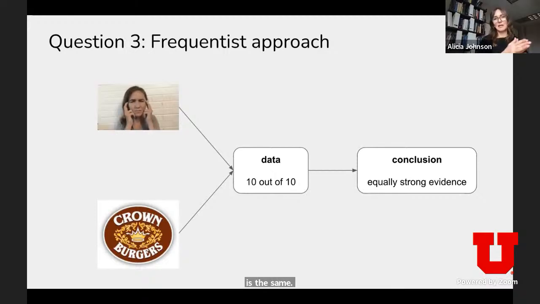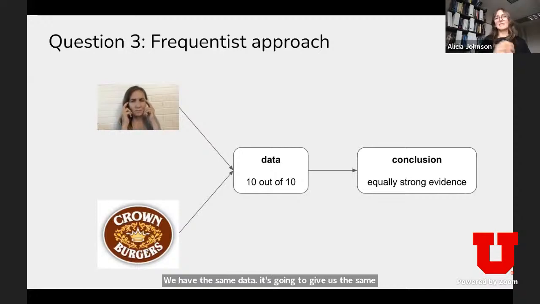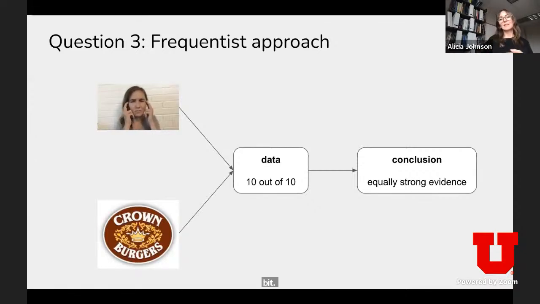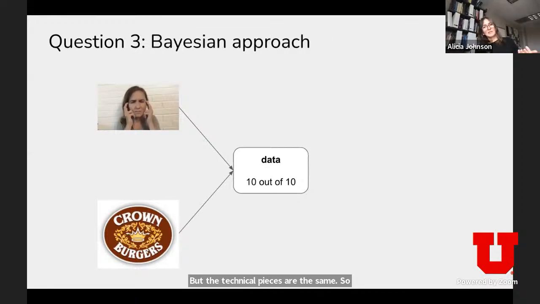It's going to give us the same estimates, the same confidence intervals, the same p-values, the same technical conclusion. That doesn't mean that our more nuanced contextual conclusions might not vary a little bit, but the technical pieces are the same. So contrast this with the Bayesian philosophy.